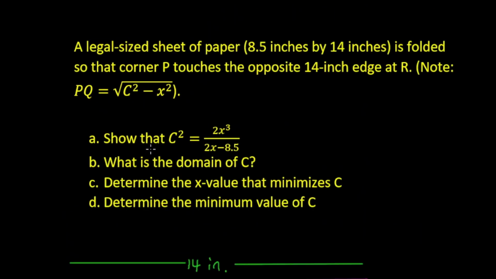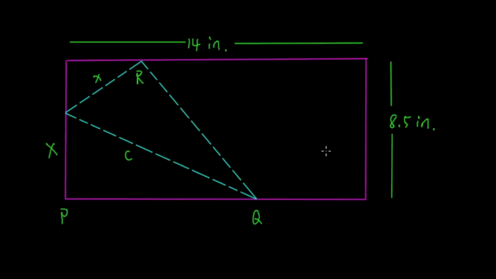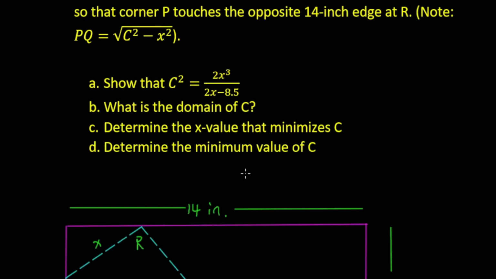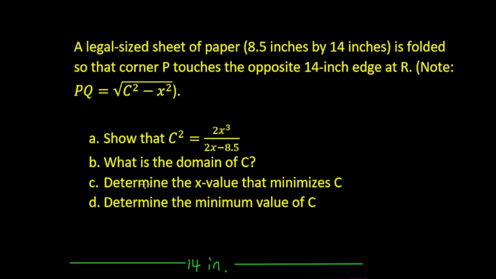Part A, show that c squared is equal to 2x cubed over 2x minus 8.5. So c is this side here in terms of x, this side or this side. Part B, what's the domain of C? Part C, determine the x value that will minimize C. So this is an optimization problem. And finally, determine the minimum value of C.